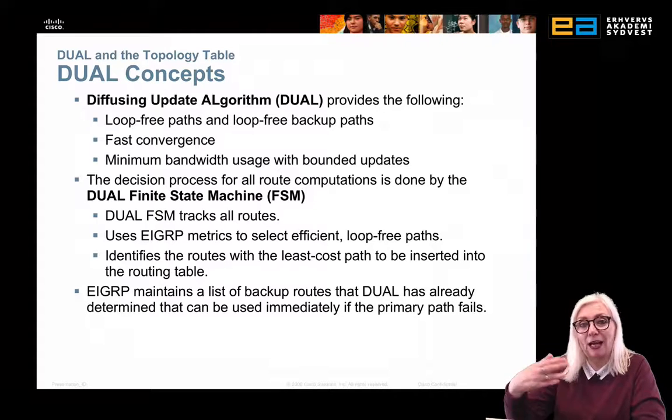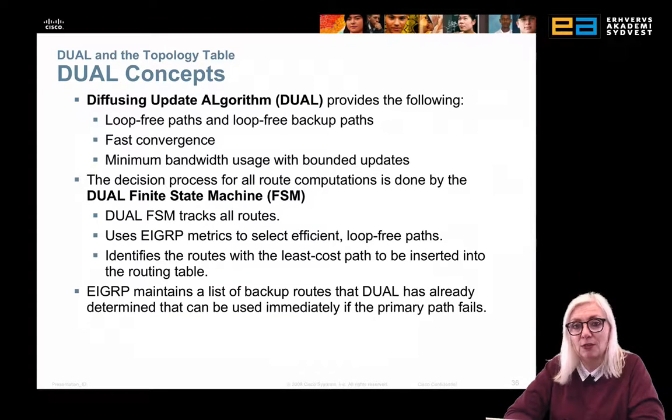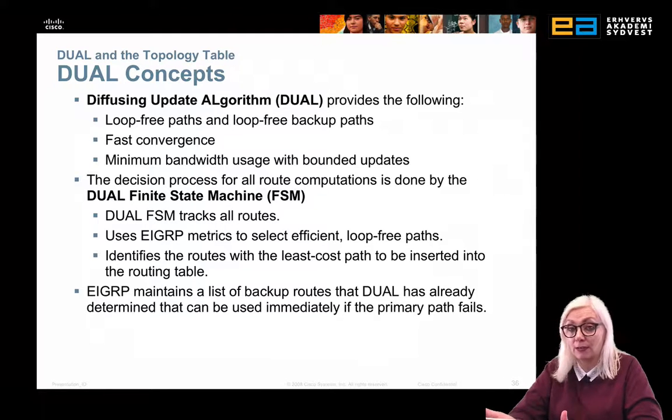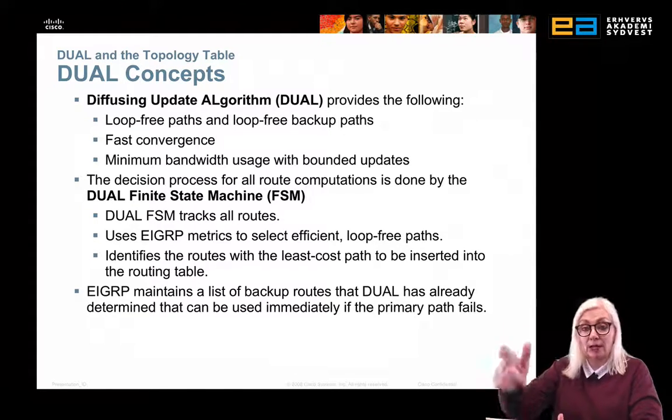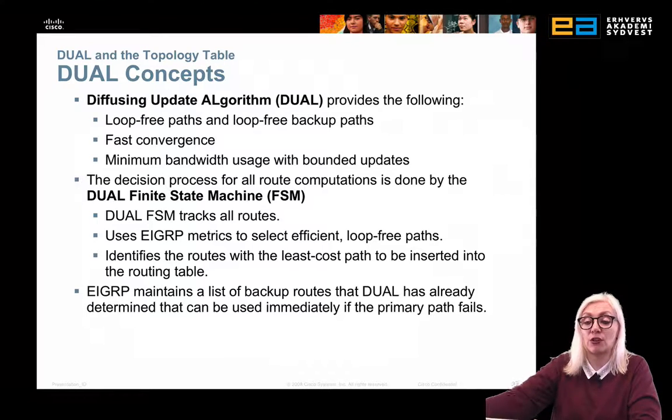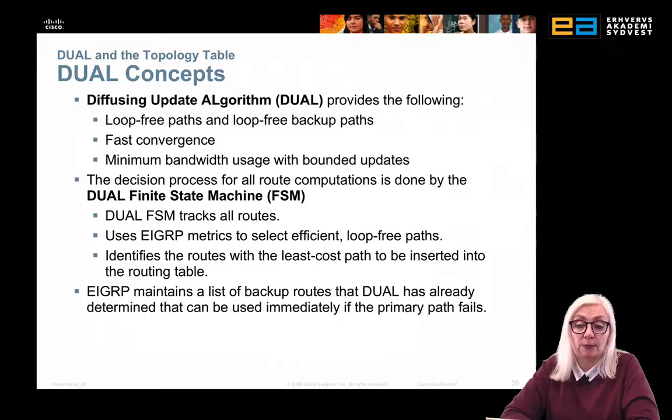So it doesn't have to calculate it every time there is a change. If something goes down, it will just look at, do I have a backup? And then it will choose that. If it doesn't have it, then it has to do the DUAL algorithm once more. That ensures that we have fast convergence, and also that we don't use the bandwidth for setting up routing updates all the time.